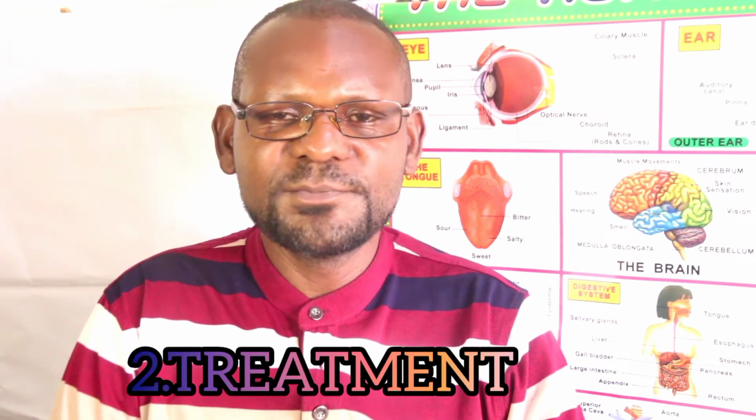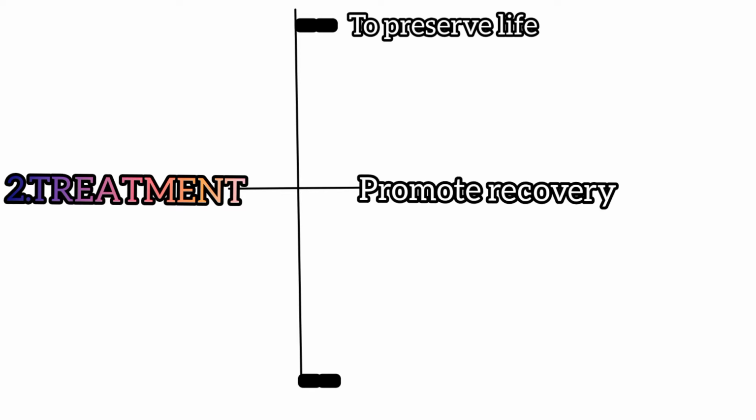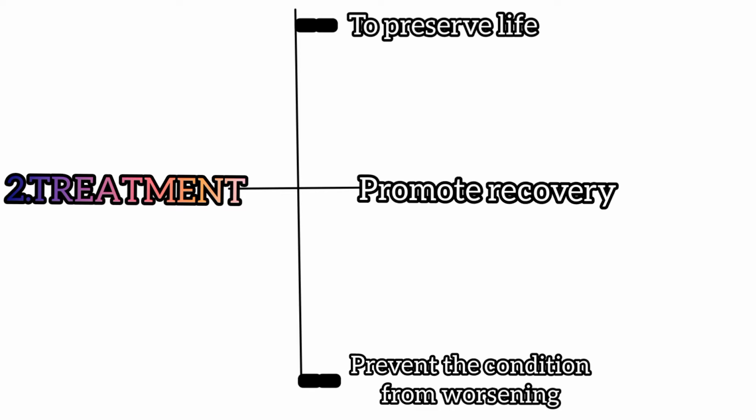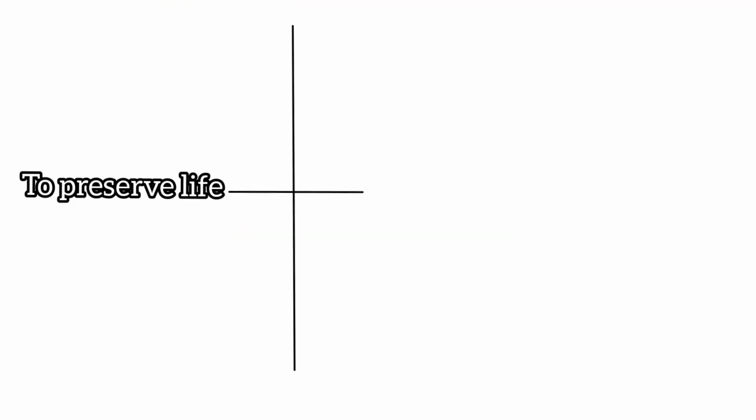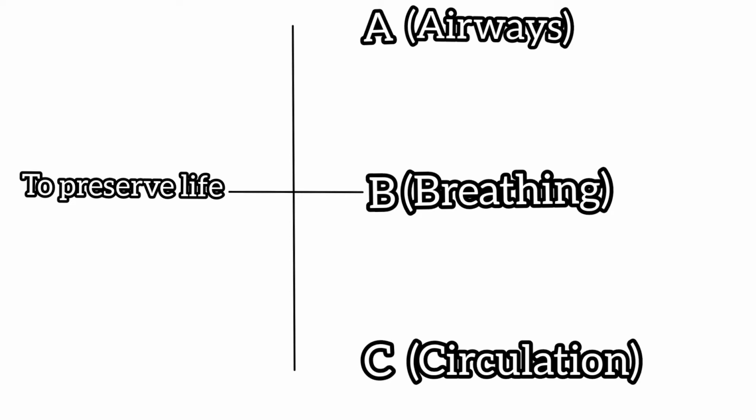The second basic principle is treatment. Treatment as well can be divided into three parts. The first part is to preserve life. Second, to promote recovery. Then the third one is to prevent the condition from worsening. So under the first part, which is to preserve life, this is where we have A, B, C. We simply have to check the airways, breathing, and circulation on the patient.